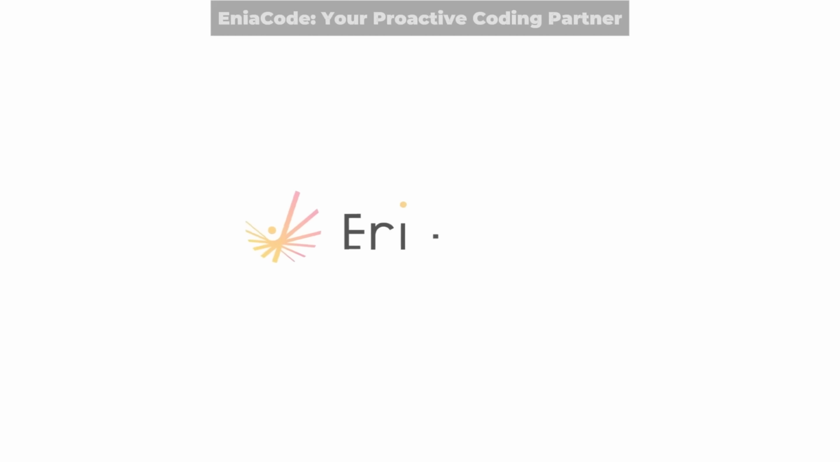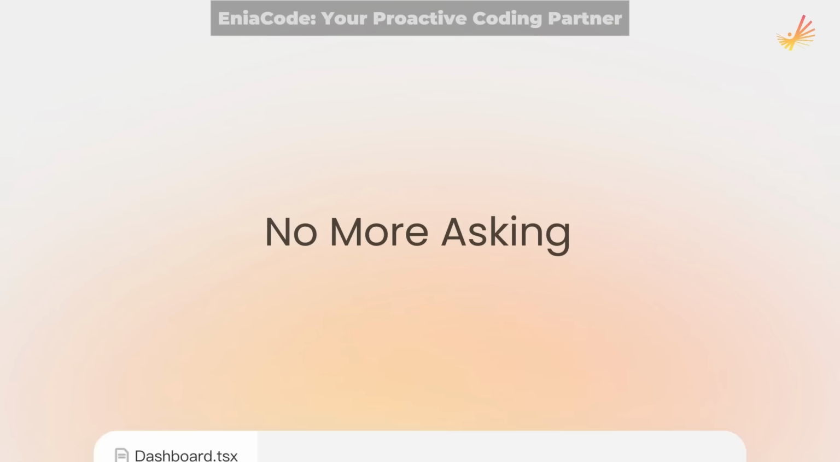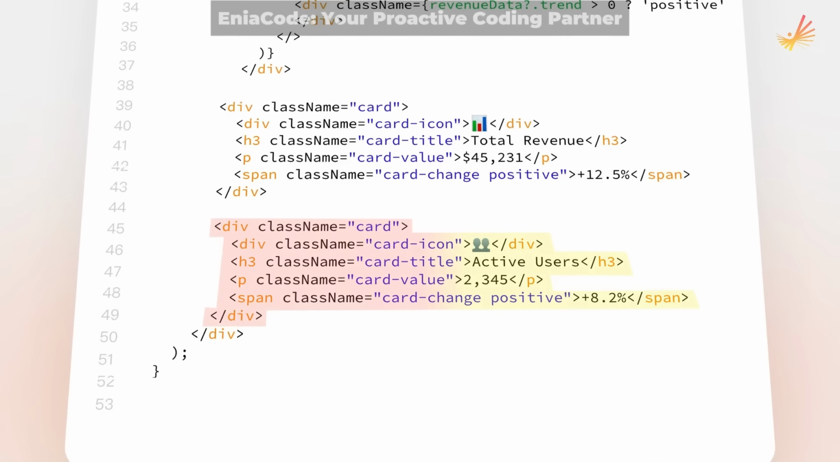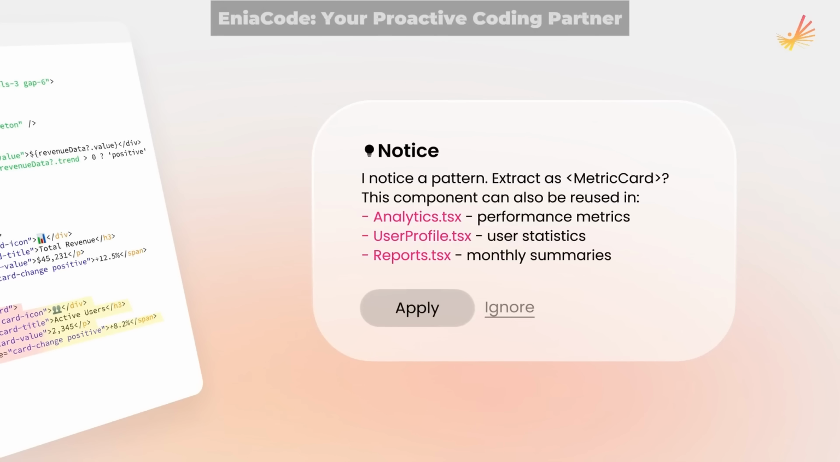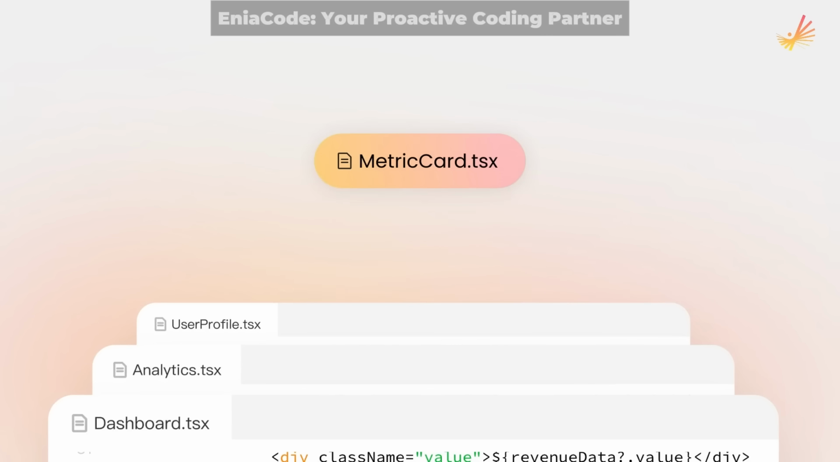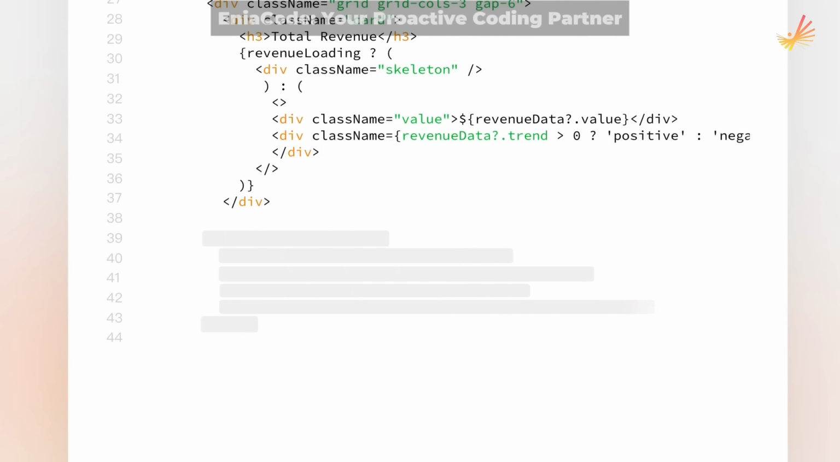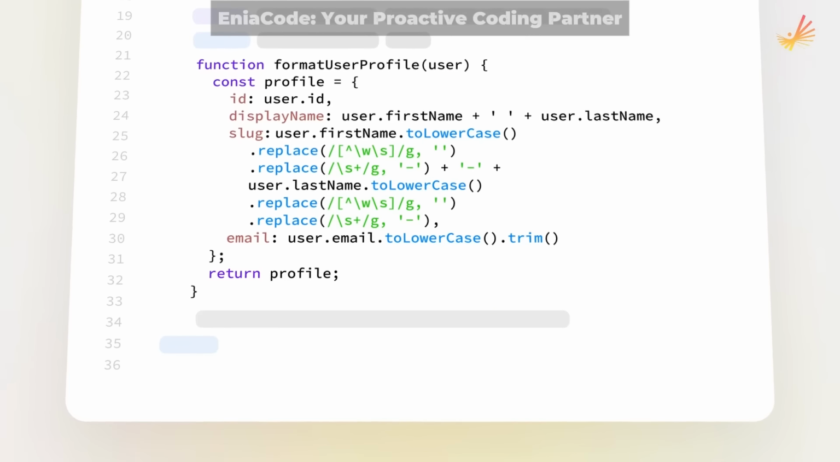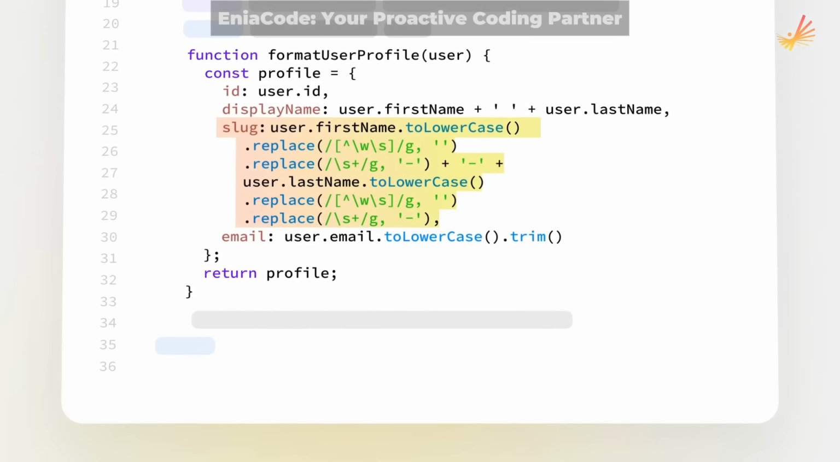EniaCode stays in your flow. It works proactively in the background, so you don't need to stop what you're doing to explain a problem. It's paying attention to what you're building in real time. Notice how it comes to you. It catches potential issues or suggests better approaches, like a more efficient way to handle a data stream, right as you're typing. It's about keeping you in that deep work zone while it handles the heavy lifting in the background.